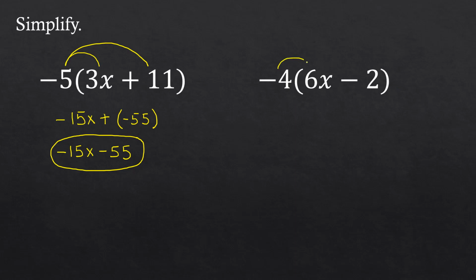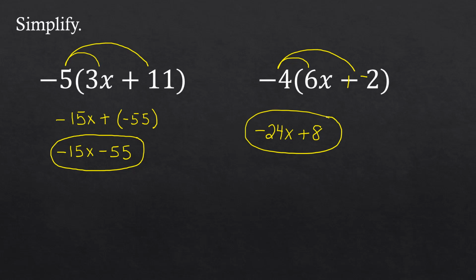I'm going to distribute my -4 to 6x, and I'm going to get 24x from that product. And here I'm going to distribute -4 to 2. I want to keep in mind that this is a minus 2, so the way I think about it is -4 times -2, because I can write it this way. -4 times -2 is going to be positive 8, so instead of writing minus a negative, I'm just going to write a plus.